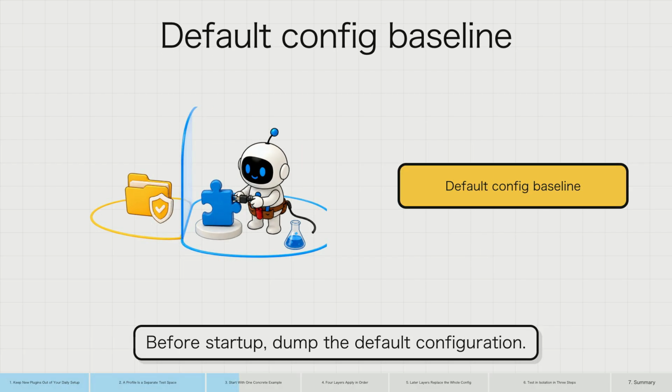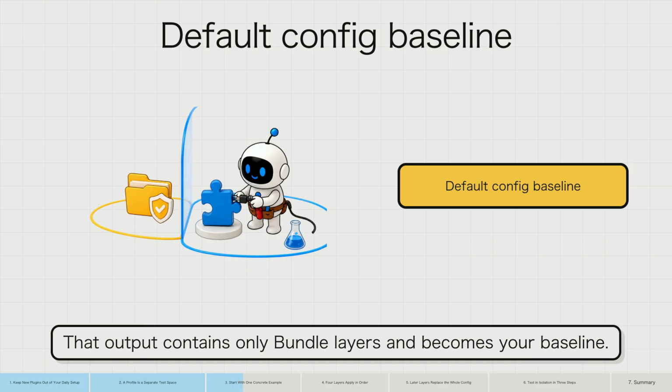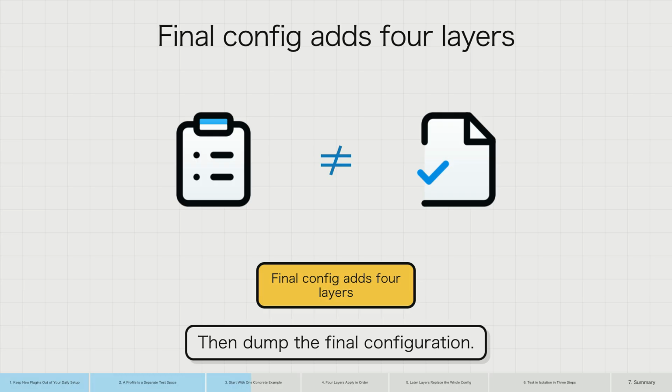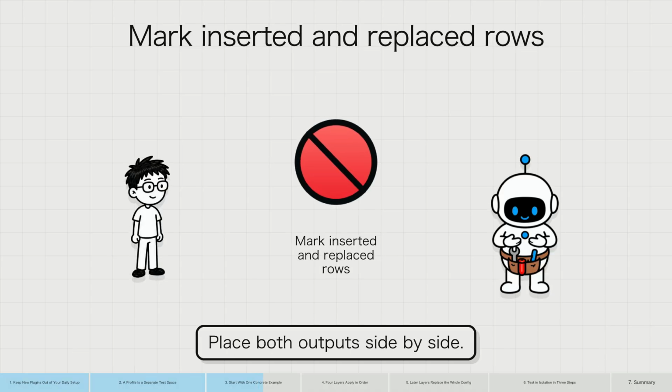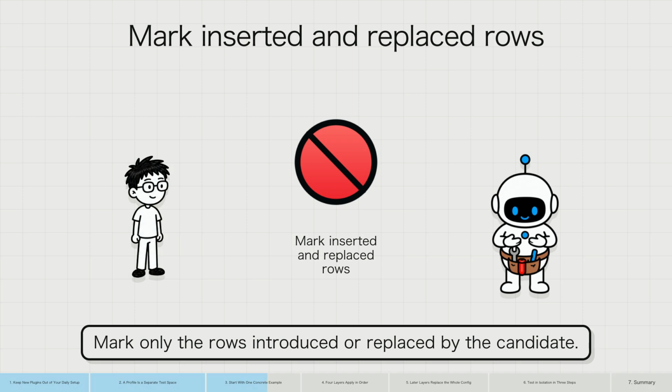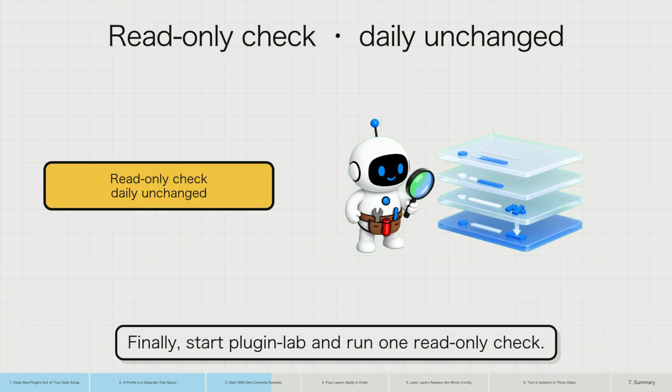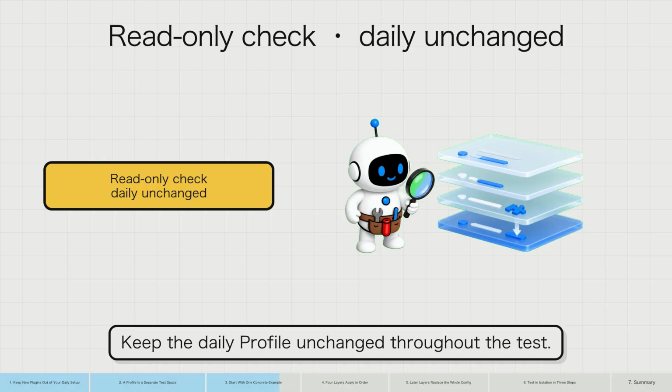Before startup, dump the default configuration. That output contains only bundle layers and becomes your baseline. Then dump the final configuration. It adds the profile patch, home patch, and temporary overlays. Place both outputs side by side. Mark only the rows introduced or replaced by the candidate. Finally, start Plugin Lab and run one read-only check. Keep the daily profile unchanged throughout the test.